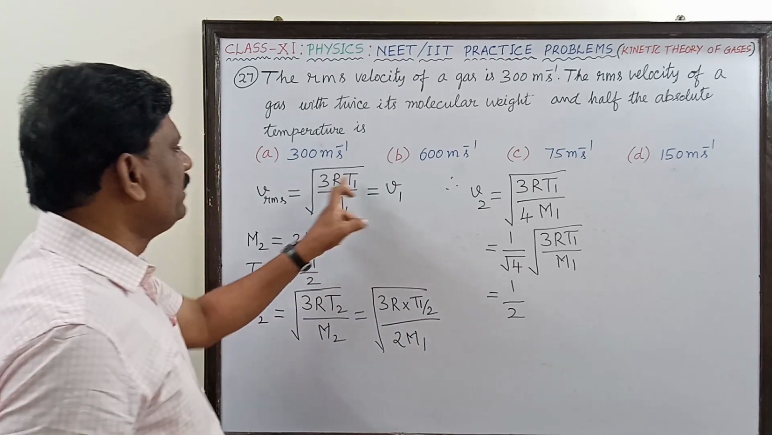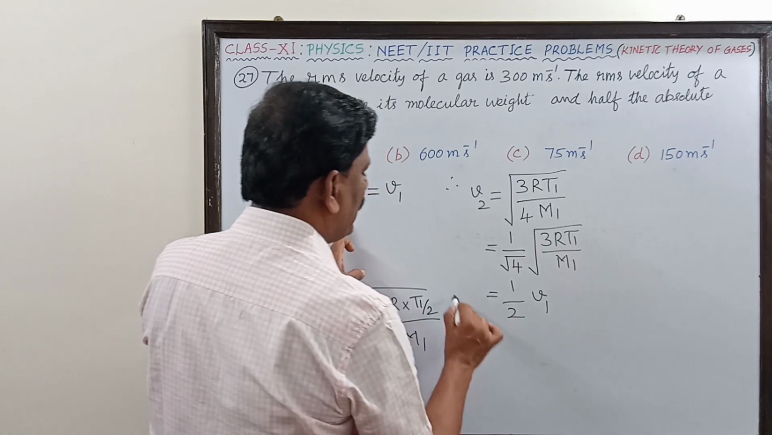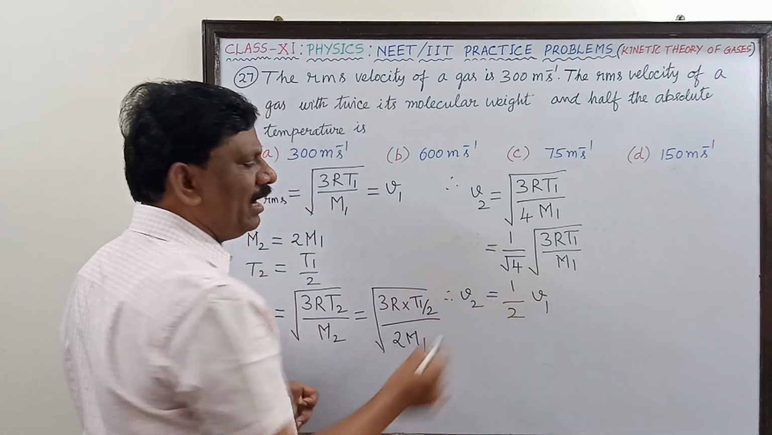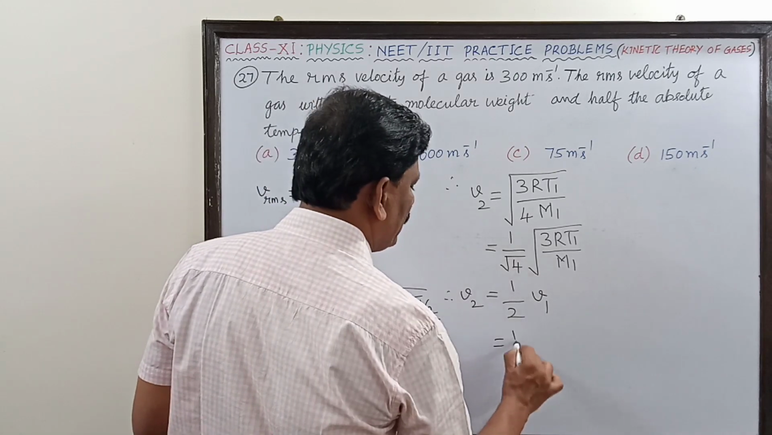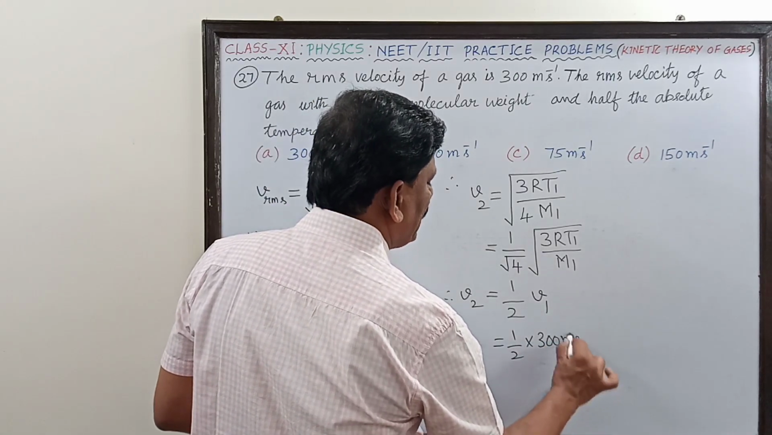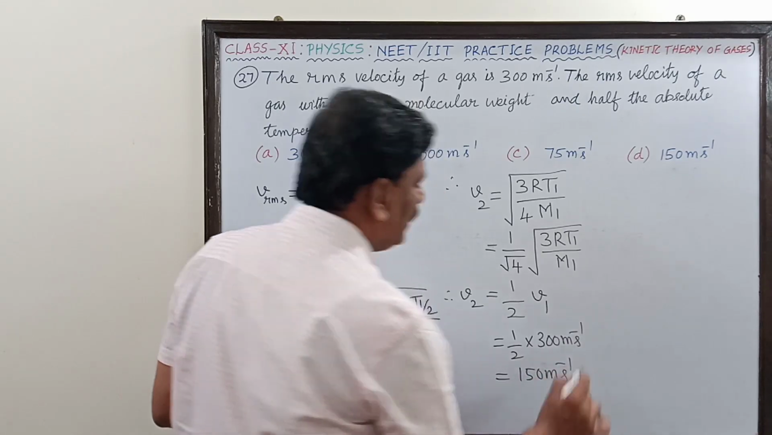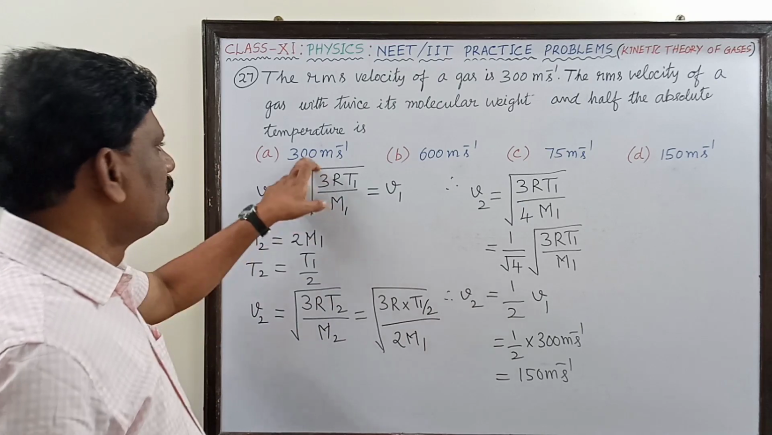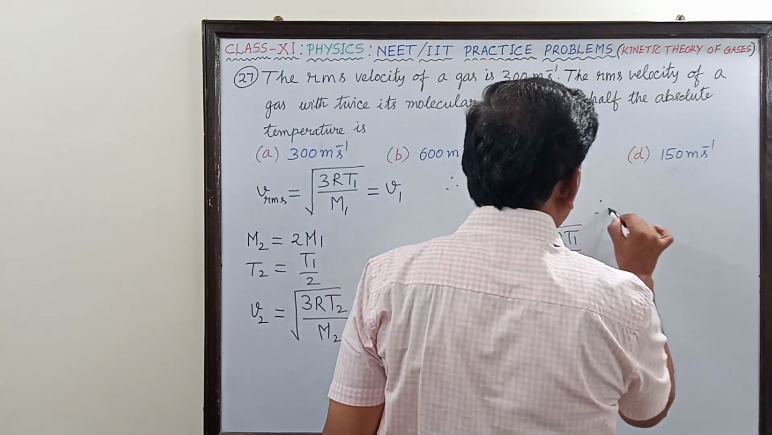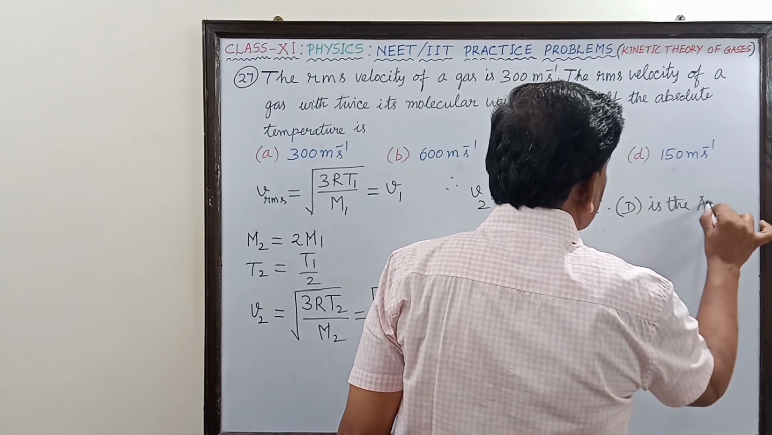And square root of 3RT1 by M1 is equal to what? V1. So therefore V2 is equal to half of V1. So this is equal to half into 300 meters per second. So this is equal to 150 meters per second. Okay. So which option is correct? Option D is the right answer. Therefore option D is the correct answer.